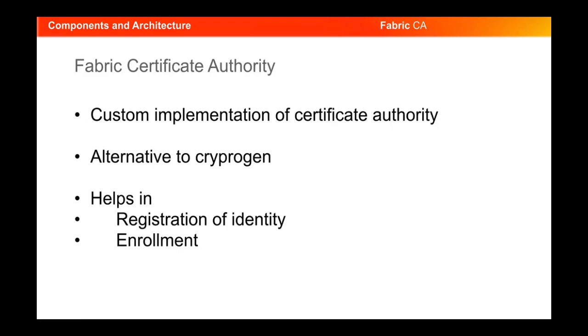Coming to Fabric Certification Authority again, it is a custom implementation of a certification authority, which we have seen in the PKI system, and it is an alternative to Cryptogen. If you know a little bit about Hyperledger Fabric already, we know that Cryptogen will give you the certificates for a particular peer or for a particular entity in Hyperledger Fabric. So this acts as an alternative. The Fabric Certification Authority acts as an alternative to the Cryptogen tool, and it helps in registration of identity in the network and also enrollment of that identity to the network. So this is about Fabric CA.